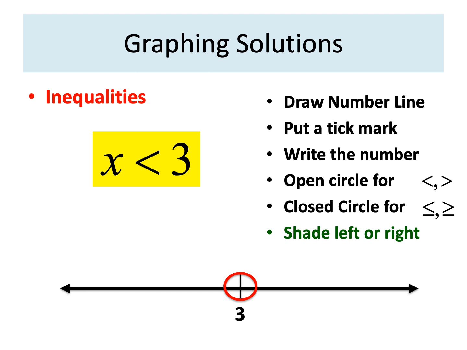Well, if x is smaller than 3, that means all the solutions are smaller than 3. On our number line, where are the answers that are smaller than 3? Well, that's to the left. And yes, you can make a little wiggly line like that. Okay, well, there you go. You've now graphed your first inequality.